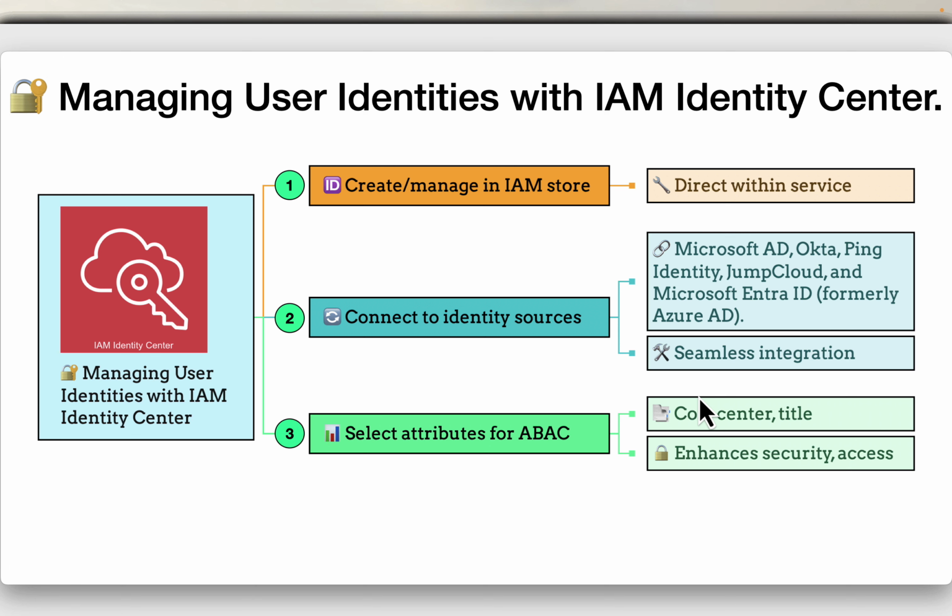And select attributes for attribute based access control. So users can select specific attributes such as cost center or title from their identity source to utilize in attribute based access control within AWS, enhancing security and access management.